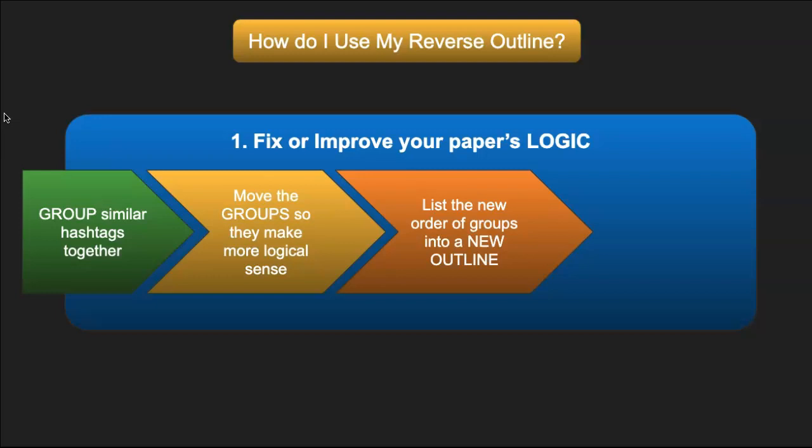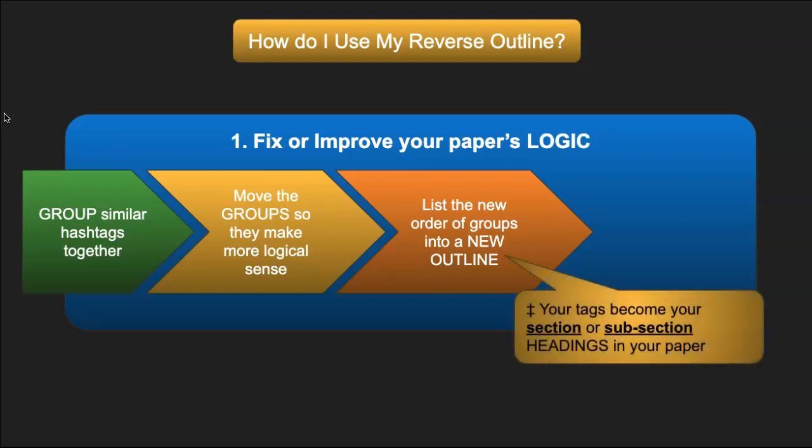List the new order of groups into a new outline. So once you have that, create a new outline with that order. Your tags that you've put in become the sections.